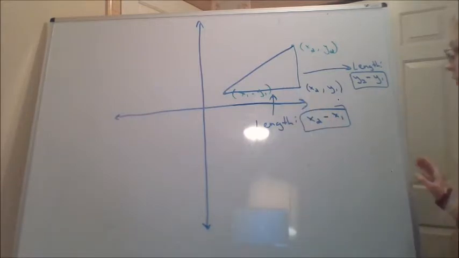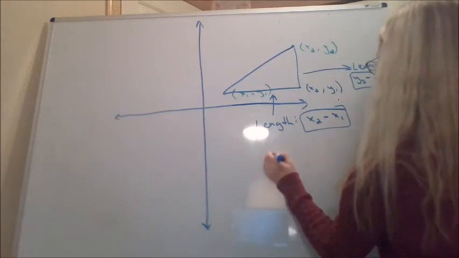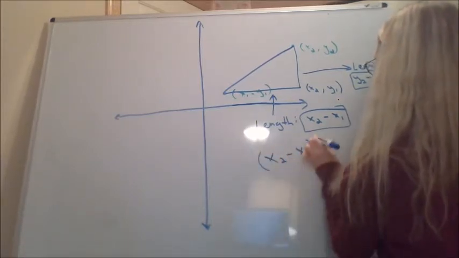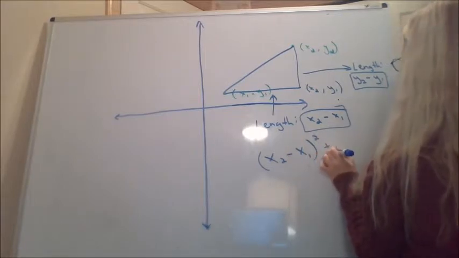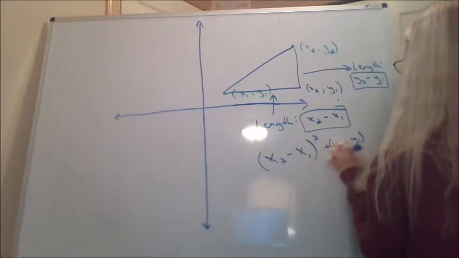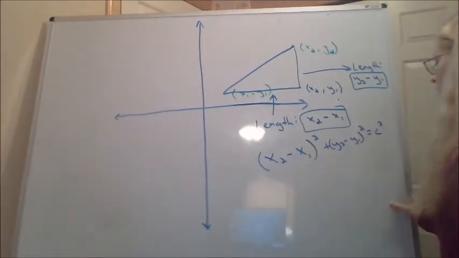And so now, since we know these two values, the lengths of both of our legs on this triangle, we're going to plug these both into our Pythagorean theorem. So x2 minus x1 squared plus y2 minus y1 squared equals our hypotenuse length squared.